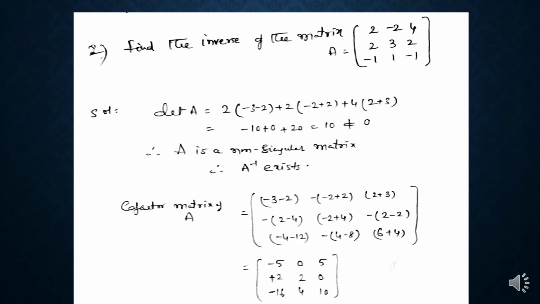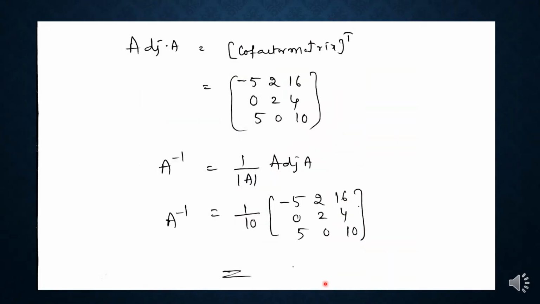Then what is adjoint A? After writing the cofactor, what is the formula for adjoint A? Just recall the previous class. So what is adjoint A? Adjoint A is equal to transpose of the cofactor matrix. If we transpose the cofactor matrix, we will get adjoint A. What is the transpose of A matrix? If we interchange the rows and columns, the obtained matrix is called as the transpose of the given matrix.